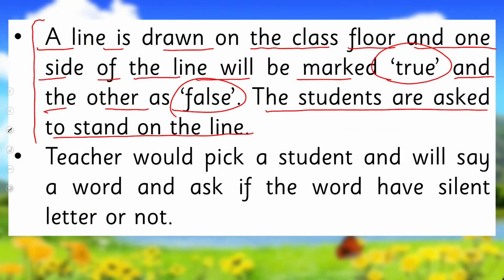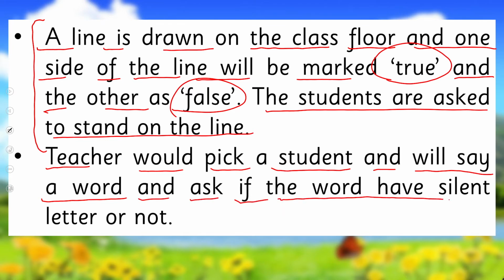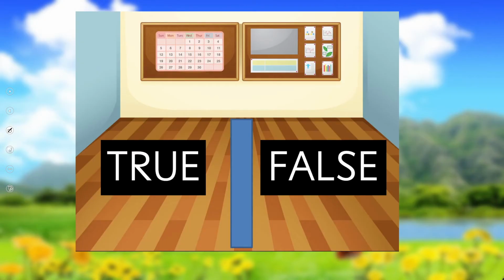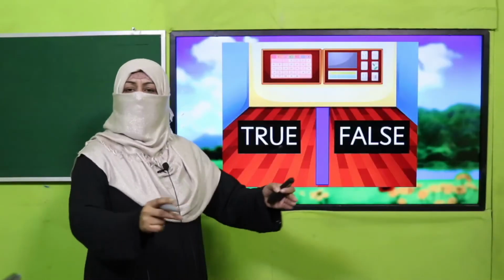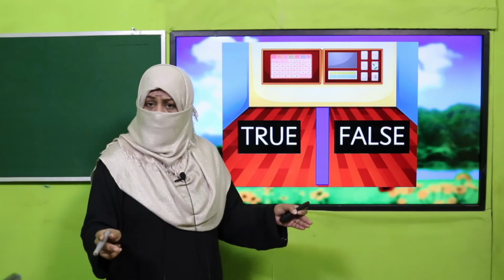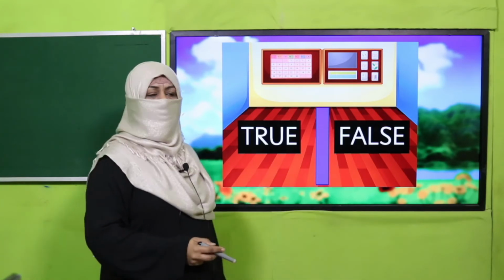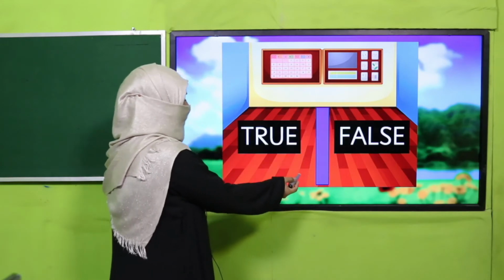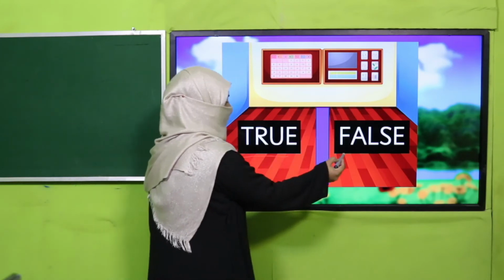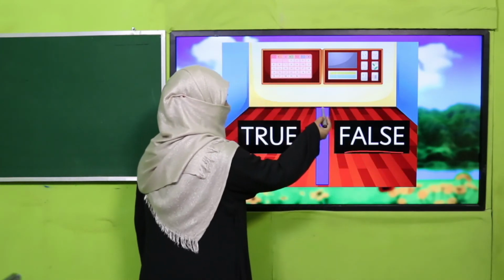Okay, this is the first arrangement. The teacher would pick a student and say a word and ask if the word has a silent letter or not. Okay, teacher, this is the way you are going to arrange your classroom. In the open space, or if you don't have enough space in the classroom, you may do this activity outside the classroom. You will draw a line. One side you will write true, on the other side you will write false. Students will stand on this line.